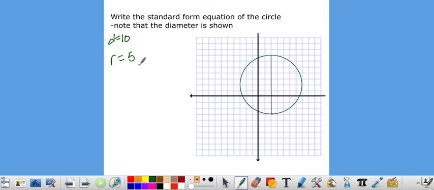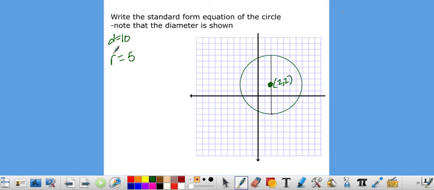So if the radius is 5, how do we find the center? Well, the center is going to be on the diameter, and it's just going to be 5 units down from the top or up from the bottom. So I'll go down 5. 1, 2, 3, 4, 5. That is the middle of the circle. And it looks like the middle of the circle because it's 5 units up, 5 units down. That point looks like it's at (2, 2).